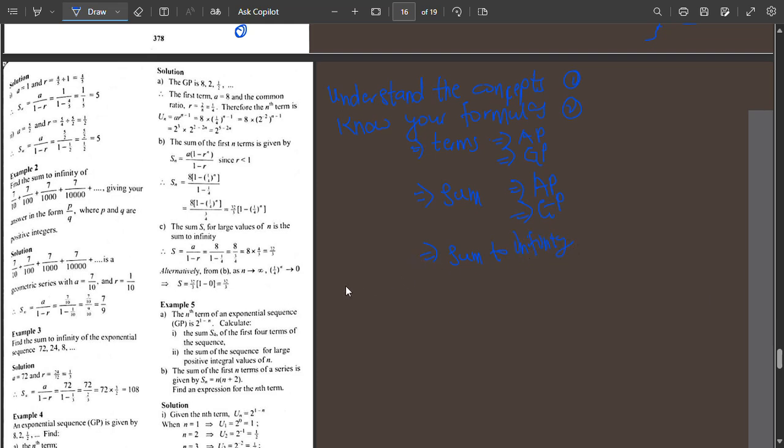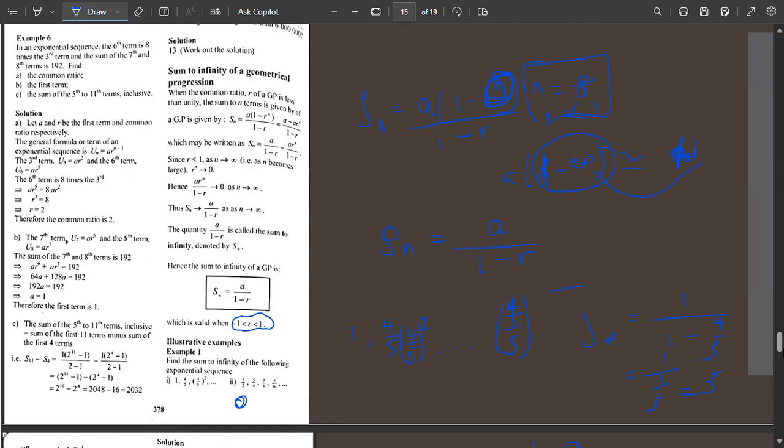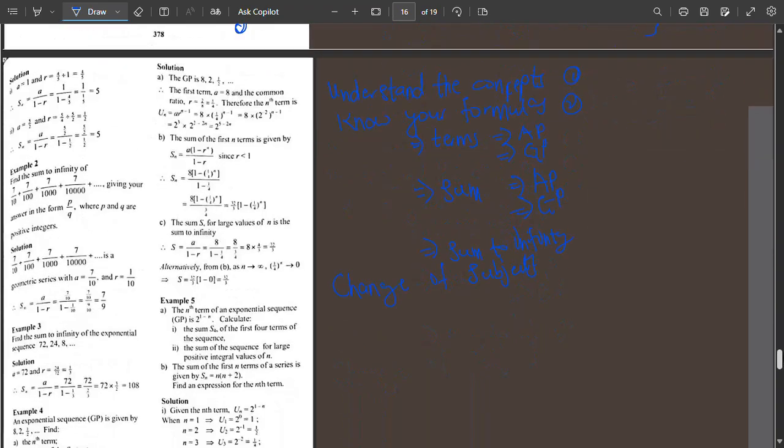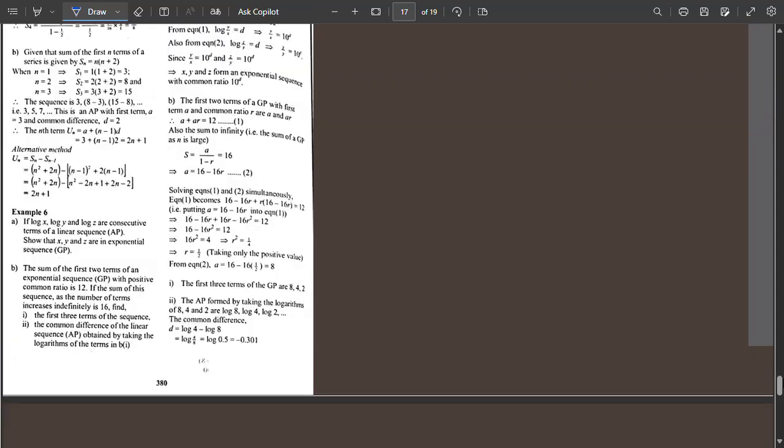And then you need to know how to change the subject in an equation, because you will definitely be finding different variables in your formula. So basically that's it. If you understand the concept, you memorize the formulas, then you know how to do change of subject, you should be able to do every series and sequence question that you get. It's very simple. The examples here are so simple. You will get them.